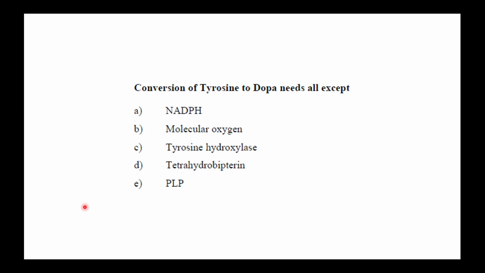Conversion of tyrosine to dopa needs all except option A, NADPH, option B, molecular oxygen, option C, tyrosine hydroxylase, option D, tetrahydrobiopterin, and option E, PLP. You have answered option E, that is PLP. That is the correct answer.